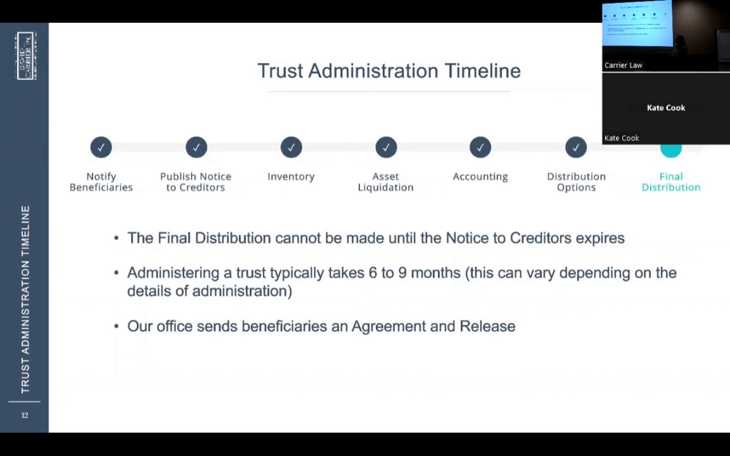And at the end of trust administration, one thing that our office does is we send each beneficiary a document called an agreement and release, and we send each beneficiary a copy of the trust accounting. So that way everybody has the opportunity to look at what the starting value in the trust was, see everything that went into the trust, everything that came out of the trust. You'll be able to review the amount that you're receiving. And by signing off on that, you are agreeing to that amount, and you're also releasing the trustee from any liability.